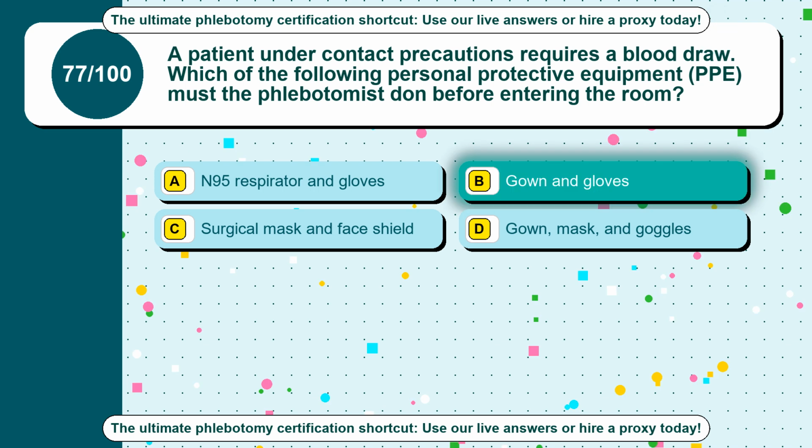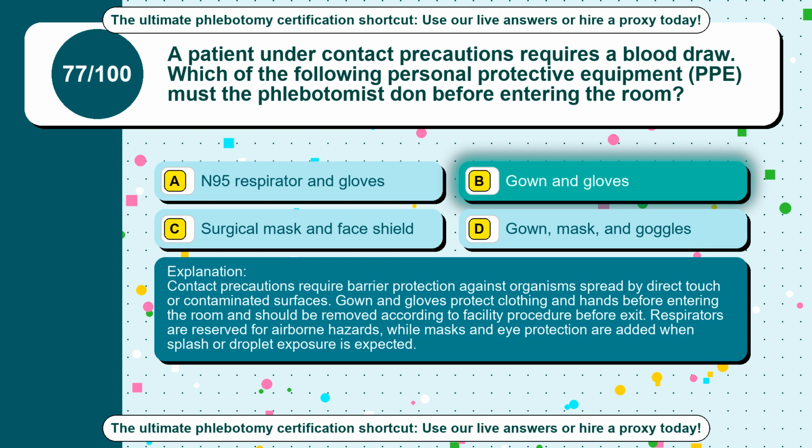The correct answer is option B, gown and gloves. Contact precautions require barrier protection against organisms spread by direct touch or contaminated surfaces. Gown and gloves protect clothing and hands before entering the room and should be removed according to facility procedure before exit. Respirators are reserved for airborne hazards, while masks and eye protection are added when splash or droplet exposure is expected.